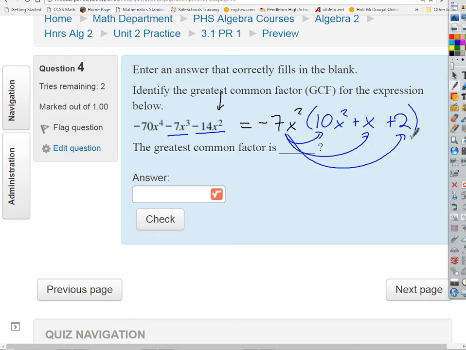So the answer, if we were to write this in factored form, would be this product. However, this question is only asking for the greatest common factor, which is negative 7x squared.